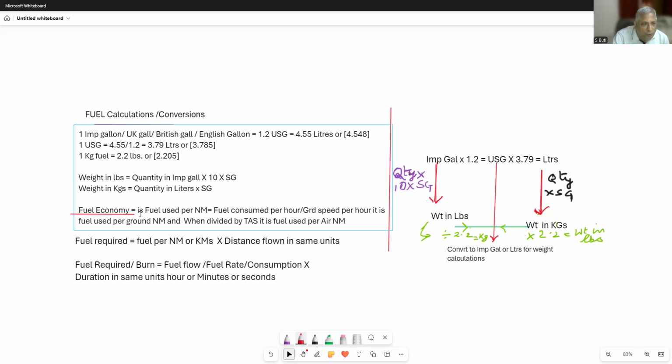Here, fuel economy is fuel consumed per hour divided by the ground speed per hour, and then it will be the fuel used per ground nautical mile. And when you divide it by the true airspeed, you will get fuel used per air nautical mile. Now, whichever is the lowest out of those 3-4 aircraft is the most economical aircraft.